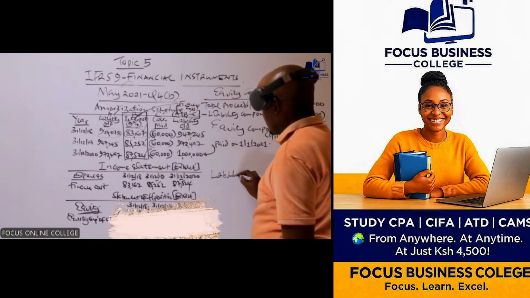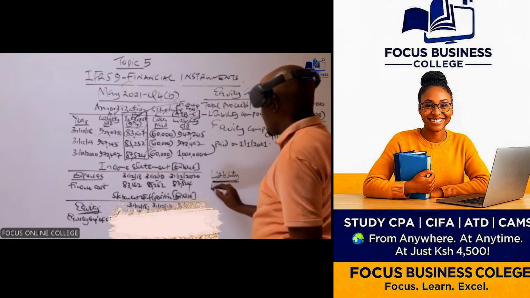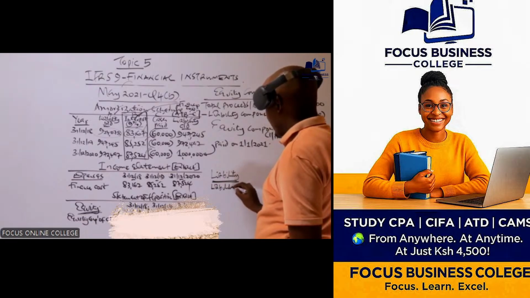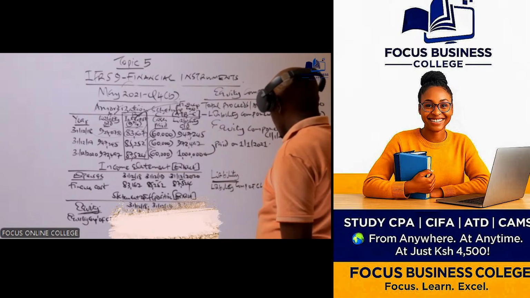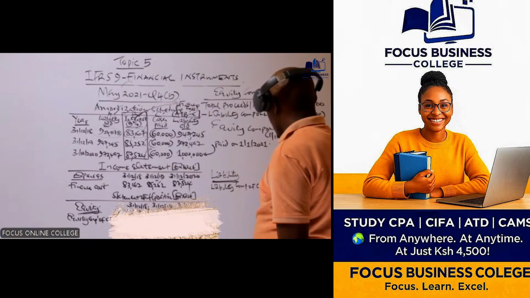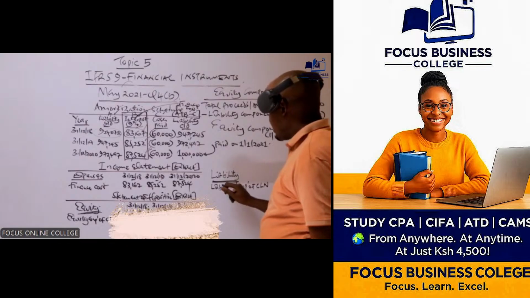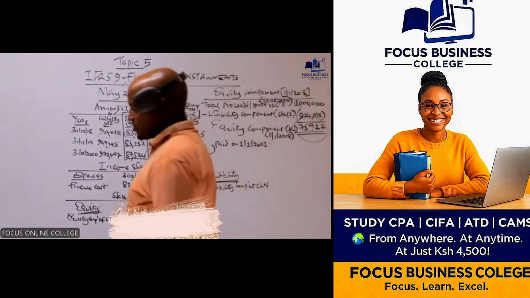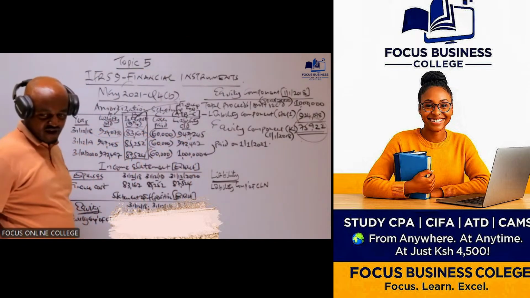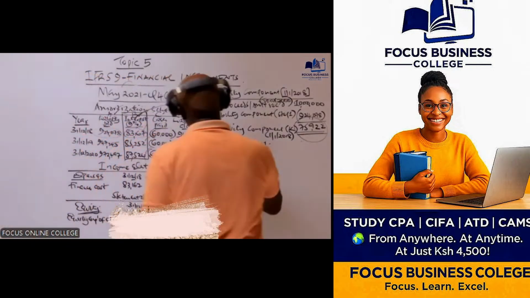Then under liabilities, the company will recognize something called the liability component of the convertible loan notes. And where do we get these values to be recognized as the liabilities? We get those values from the amortization schedule.